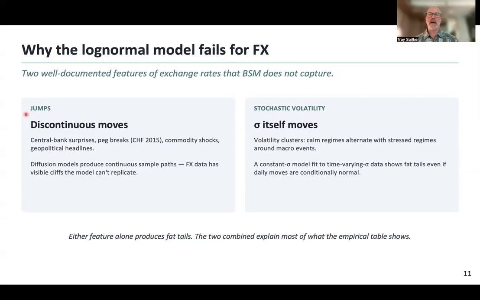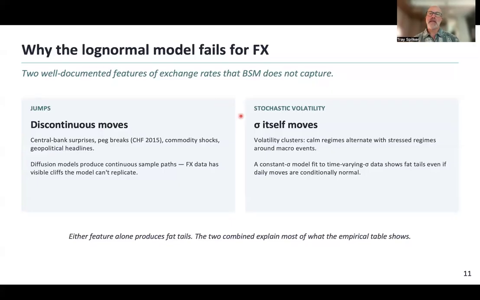So a pure random path is continuous, right? There's no jumps. It just goes from one small increment up or down relative to the prior point. But foreign exchange data does have really visible cliffs that the model cannot replicate.